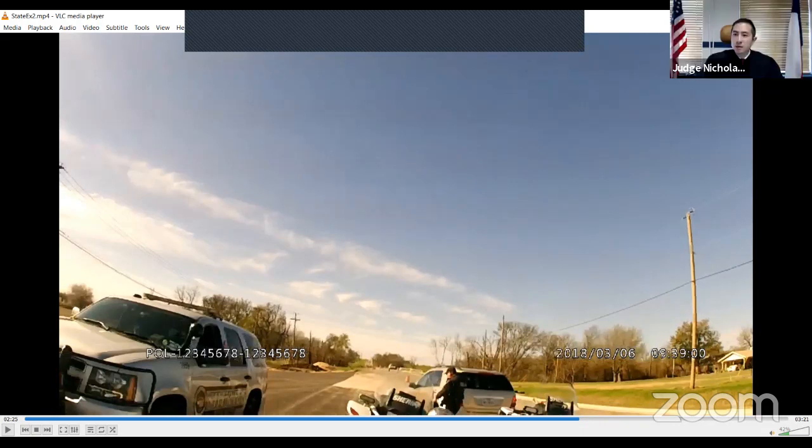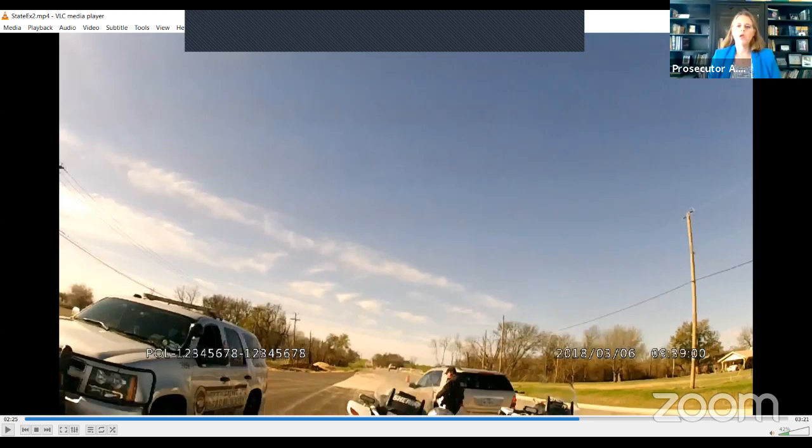Redirect from the state. Yes, Judge, thank you. Deputy, let's talk a little bit about the limitations of your body cam. How far can you see using that body cam? Do you give an estimate?